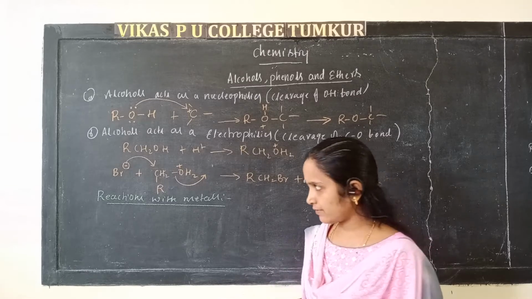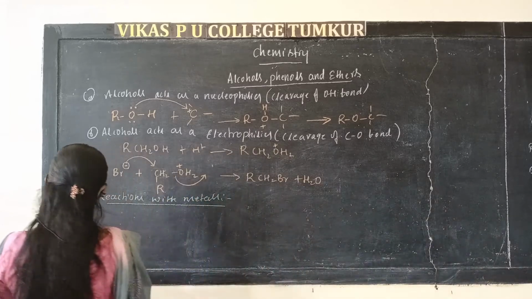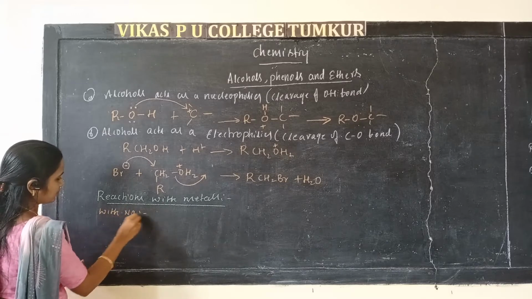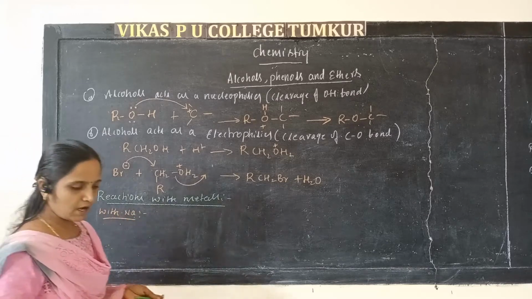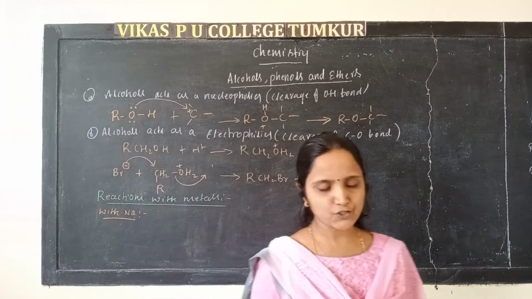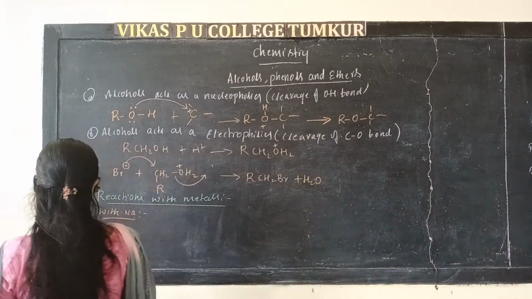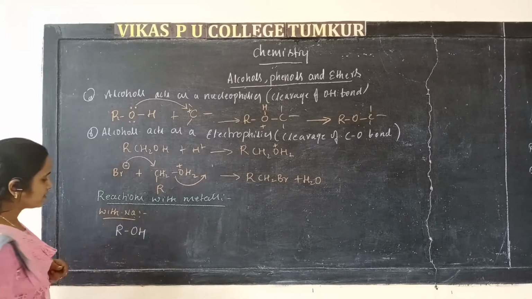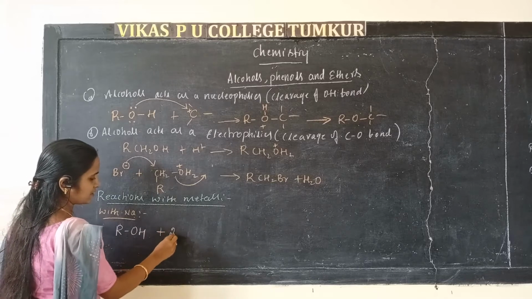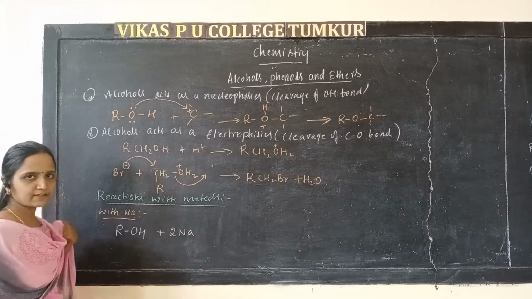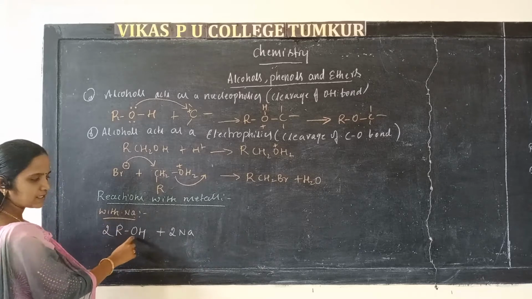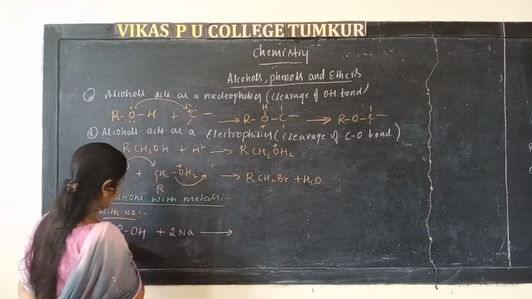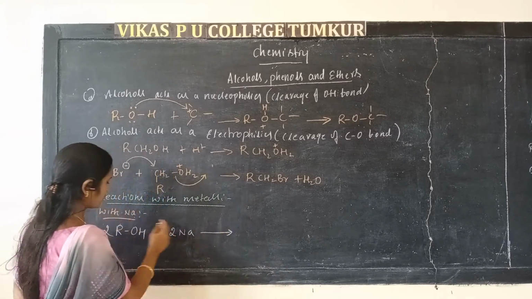Suppose we take the example of sodium, Na. How does it react? Alcohols have an acidic nature, represented by the alcohol ROH. ROH reacts with sodium, and the corresponding alkoxide is formed, that is sodium alkoxide.